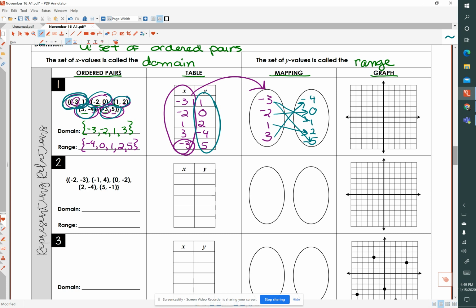Now let's put those on the graph. So -3, 1. -2, 0. 1, 2. 3, -4. And -3, 5.